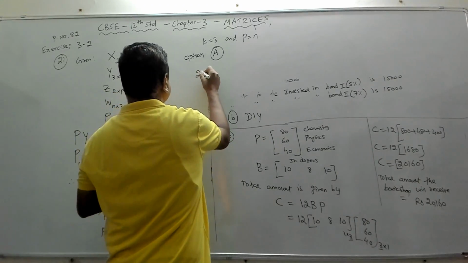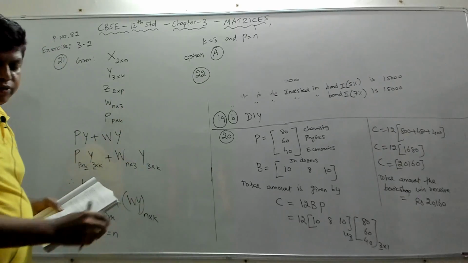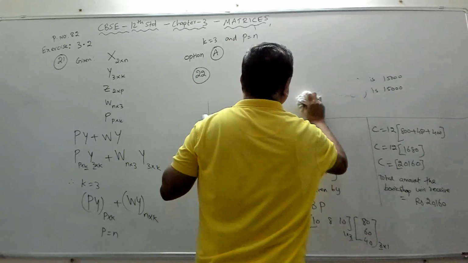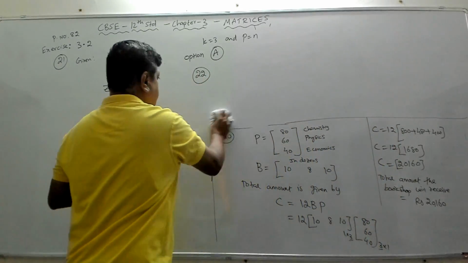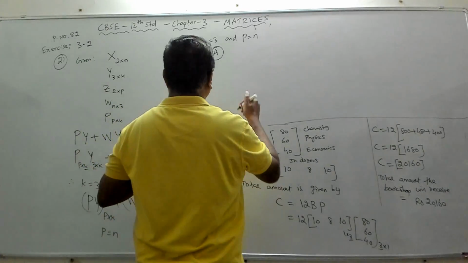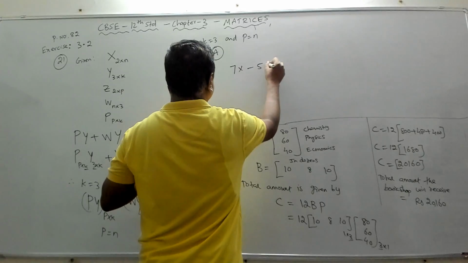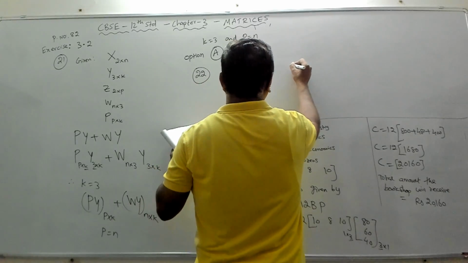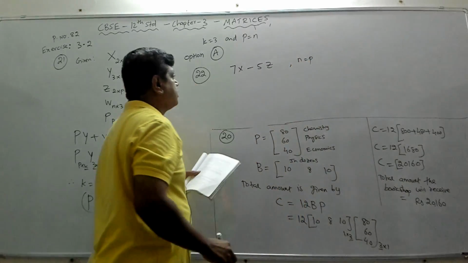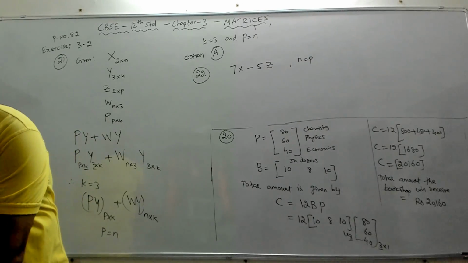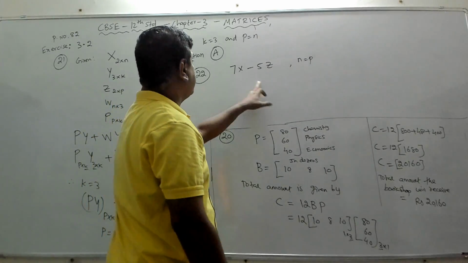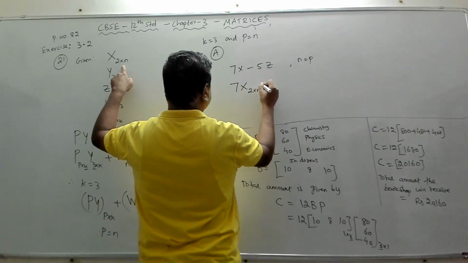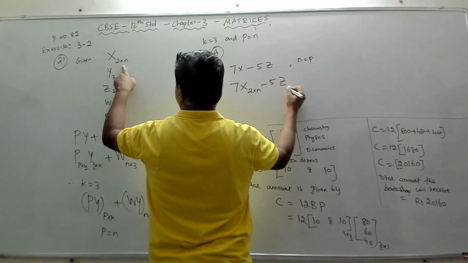The 22nd problem is the continuation of this same set of 5 matrices of such orders. Now the order of the matrix 7x minus 5z: what should be the order of 7x minus 5z? That should be defined. And they have said n equal to p is given. Now we have to find the other condition so that this is defined. For 7x minus 5z, the order of x is 2 cross n, minus 5z, the order of z is 2 cross p.